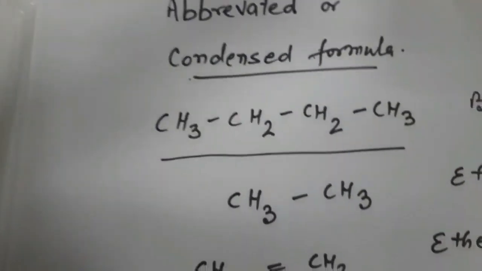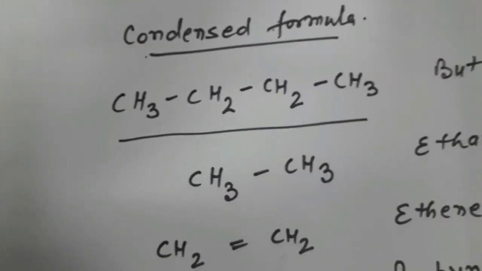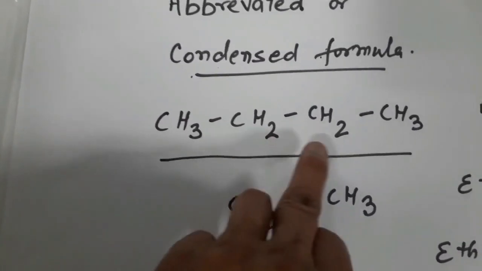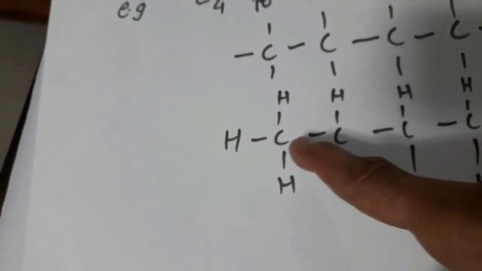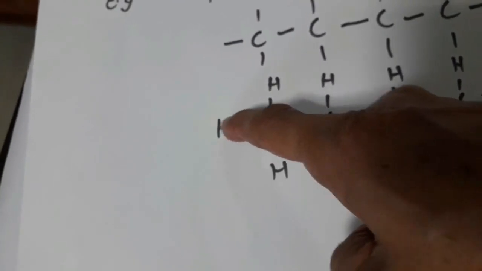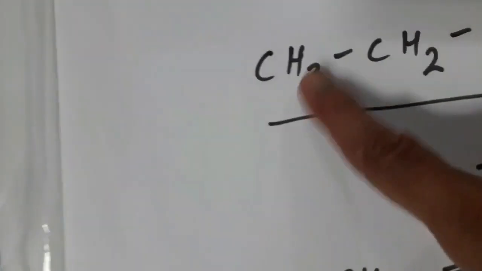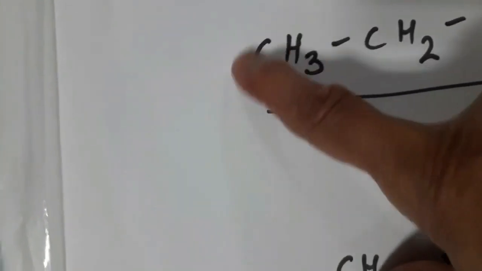Then we have another way of writing, called the abbreviated or condensed formula. Same thing: CH3, CH2, CH2, CH3. How has it come? Concentrate over here again. How many carbon atoms? 1 carbon, and how many hydrogen atoms? 1, 2, 3. CH3. So the first structure in condensed form is CH3.